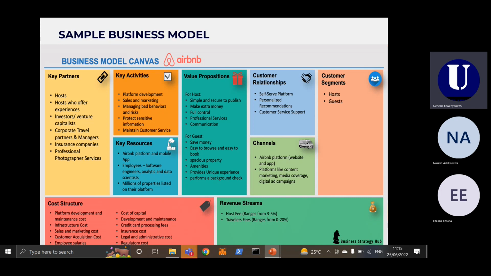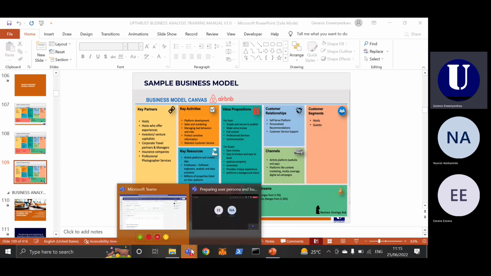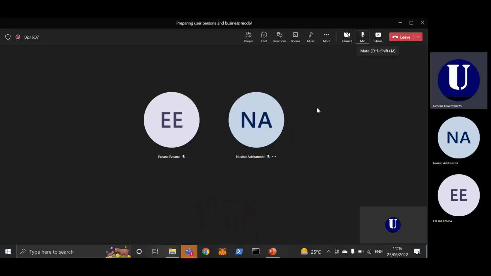So this brings us to the end of the session on business modeling and looking at the business model canvas. I don't know if you have any question so that we can wrap up the class for today. Do we have any question?